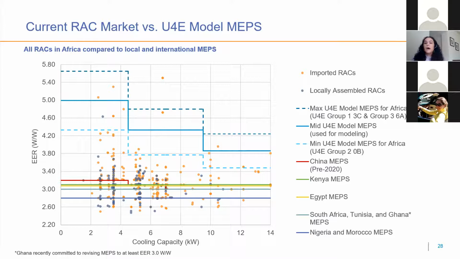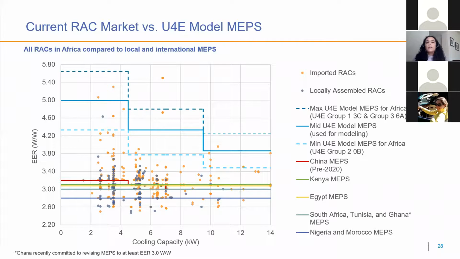China's in the process of raising the MEPS. Their first phase, I believe, goes into effect this month in July. And in 2022, the Chinese MEPS will be roughly around the same level as the U4E MEPS. I mentioned China here because one of our recommendations to policymakers is that they align their MEPS with the MEPS in place in major AC manufacturing countries. And China is an example of that. Once the new Chinese MEPS come into play, they will be on the high end for the market.